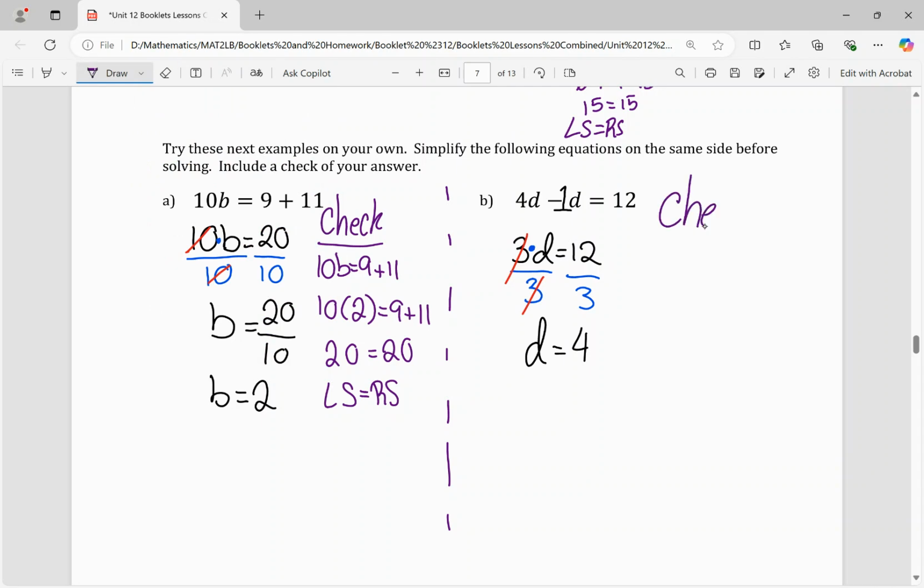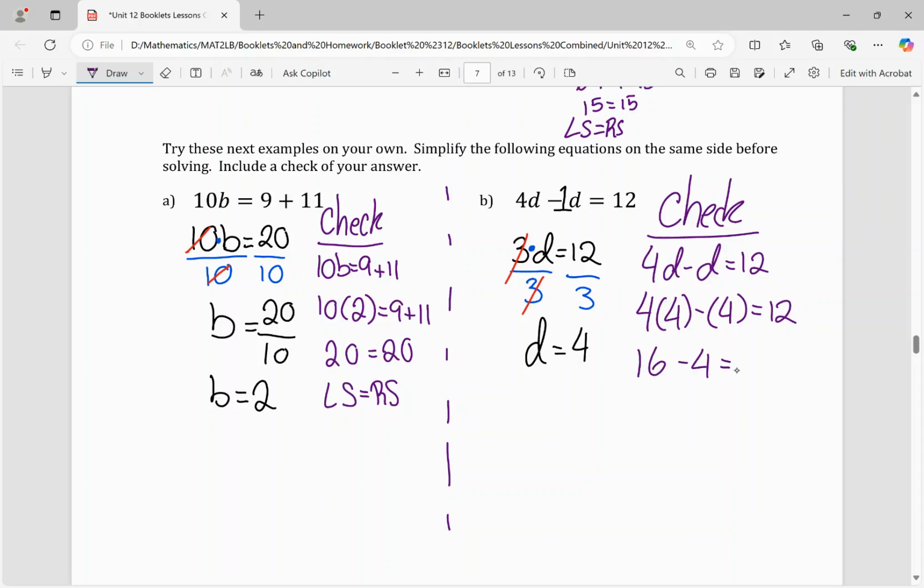All right, let's check this and then call it a video. Our equation is 4d minus d is equal to 12. And we are checking to see if 4 is the correct answer for d equals 4. So we substitute in 4 wherever we see d as such, and we solve. First thing we do is multiplication. 4 times 4 is 16. So we get 16 minus 4 is equal to 12. And 16 minus 4 is in fact 12. So we get that 12 equals 12, and the left-hand side equals the right-hand side. And we're done.